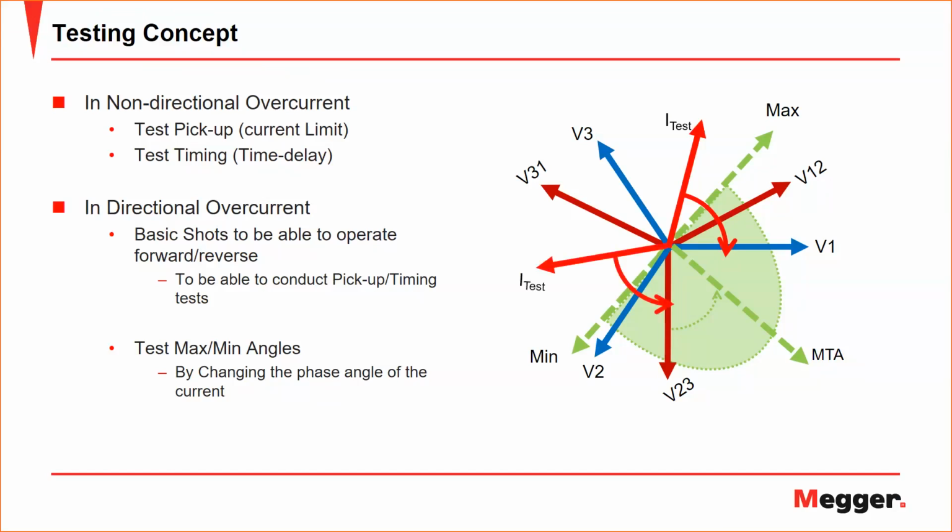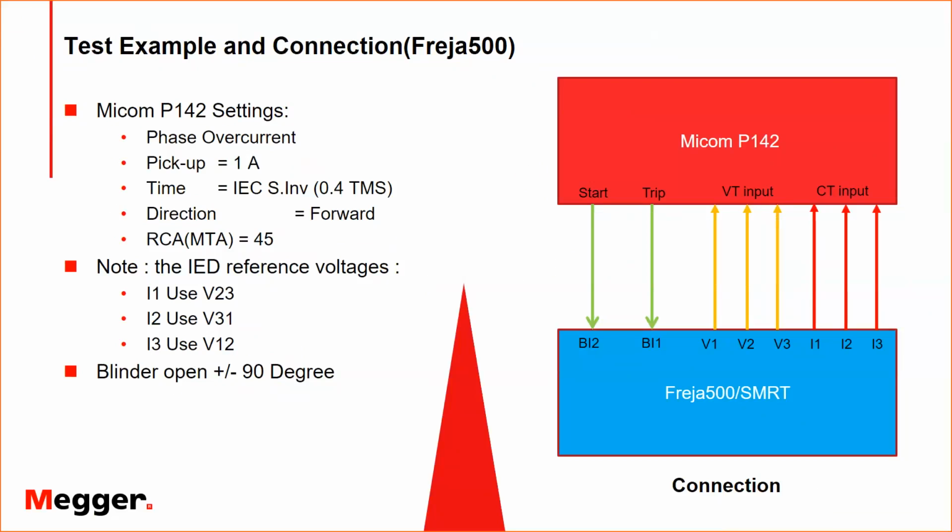and also for the minimum angle. Now, in my example here, I have the B142 that is already set with the same values, but I added now the setting for the angles itself. So I have direction forward. And I have my characteristic angle, RCA, relay characteristic angle, historically called maximum torque angle, MTA, because in the old electromechanical relay, it was operating based on torque. And the torque only gets maximum at this angle itself.